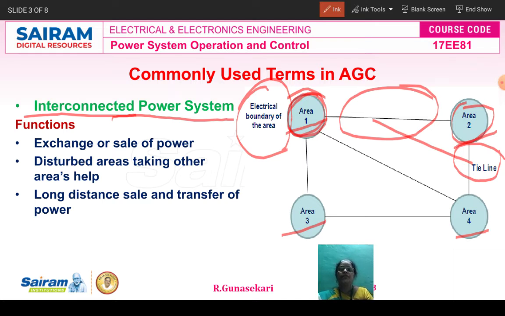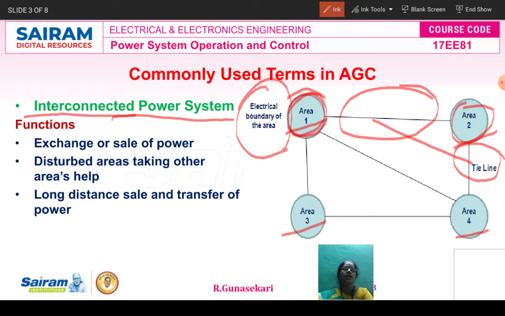The second function is disturbed areas taking other areas' help. I am saying, if any one of the power systems has a shortage or excess of power, that particular power system can sell the power or buy the power from the neighboring power system, as both are interconnected. The third function is long distance sale and transfer of power.